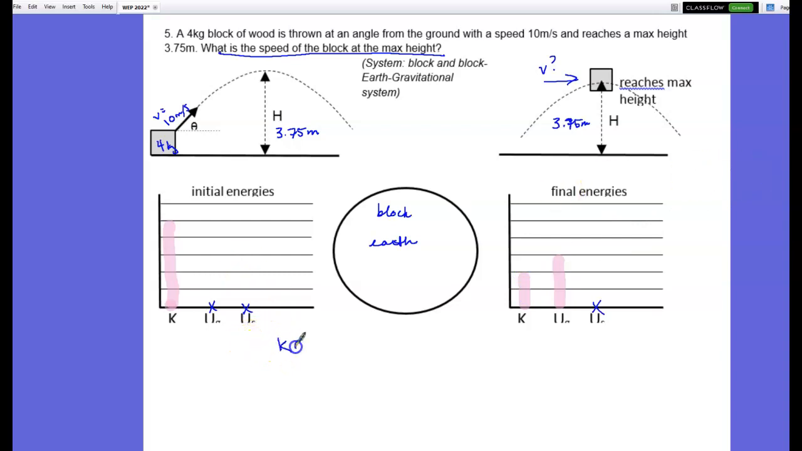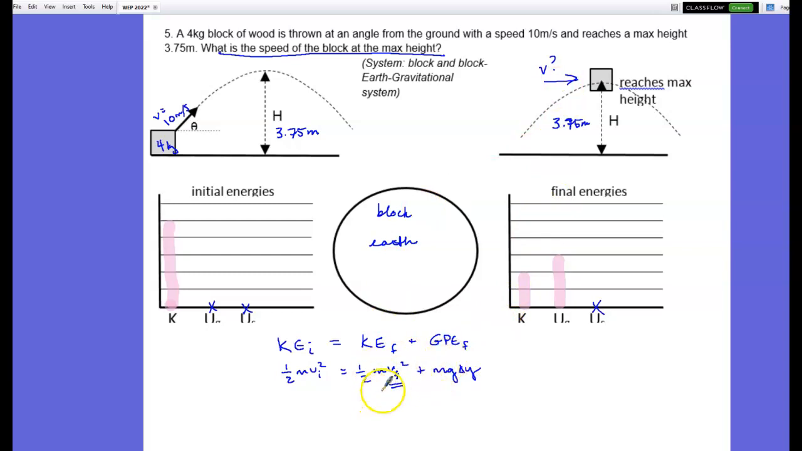So kinetic energy initially is equal to kinetic energy final plus gravitational potential energy final. So I have a 1/2 m v initial squared equals 1/2 m v final squared plus m g delta y. What am I looking for? I'm looking for that value right there.